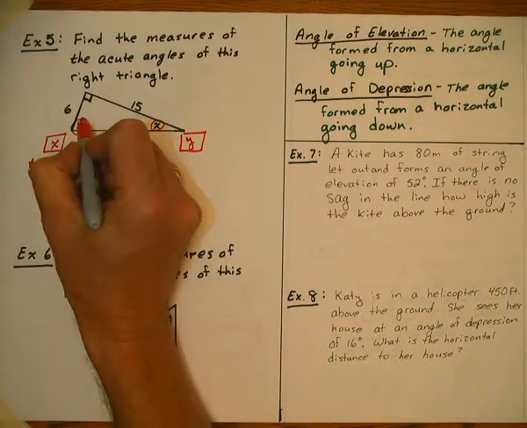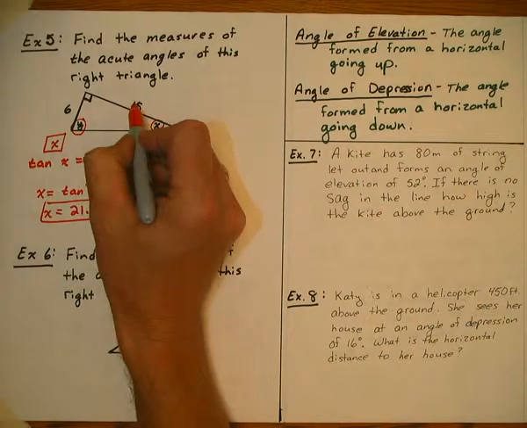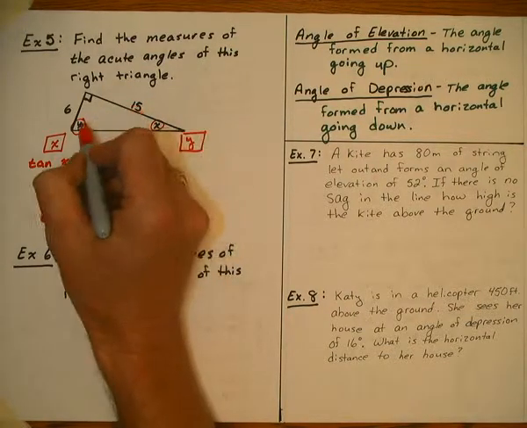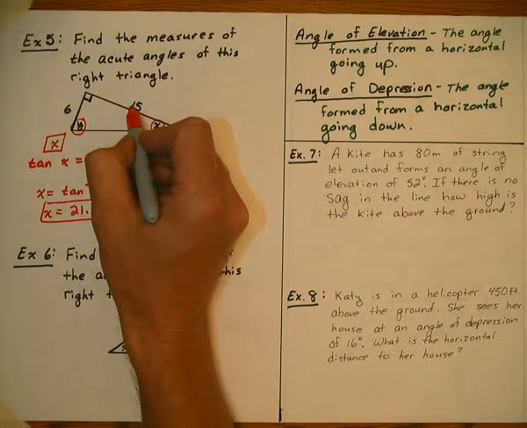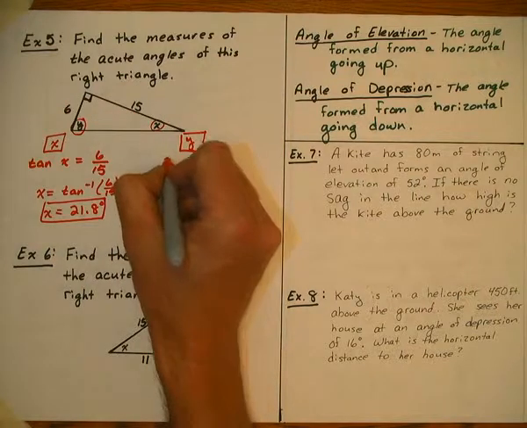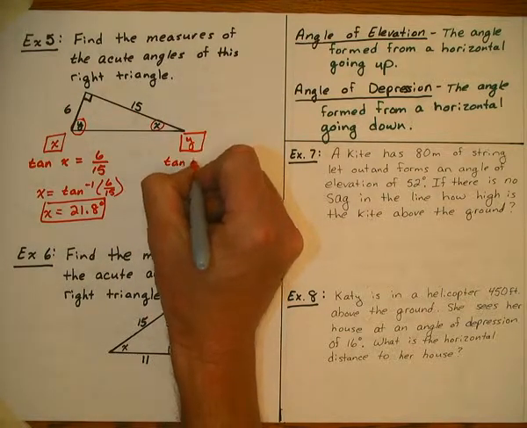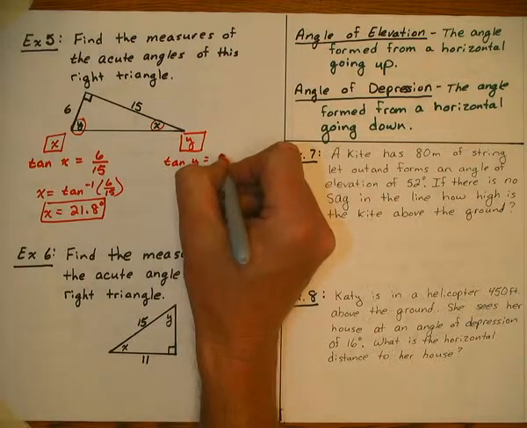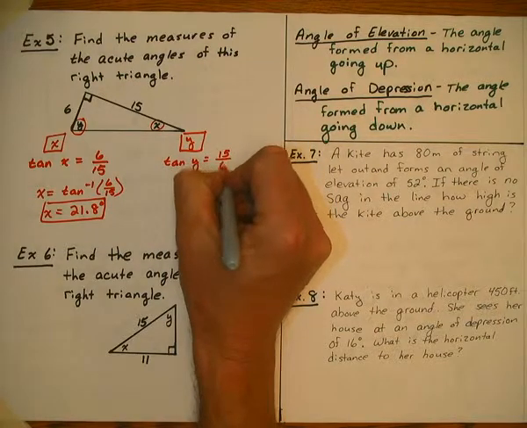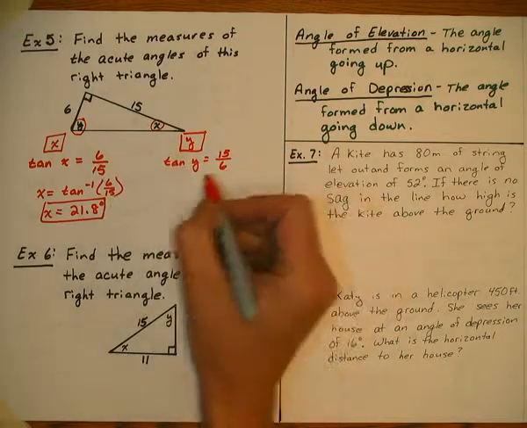Y is referencing this angle. So now 15 represents the opposite side because it's opposite the y value. 15 is the opposite, 6 is the adjacent. Still using the tangent function, but now it's tangent of y equals 15 over 6 instead of 6 over 15.